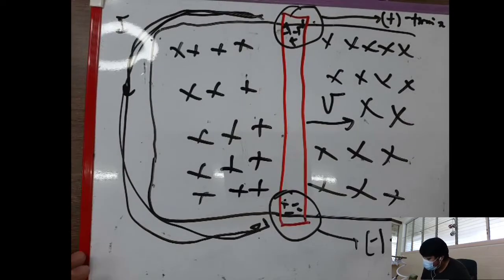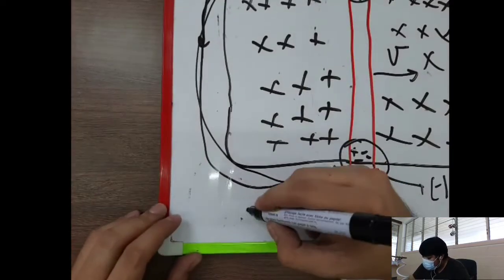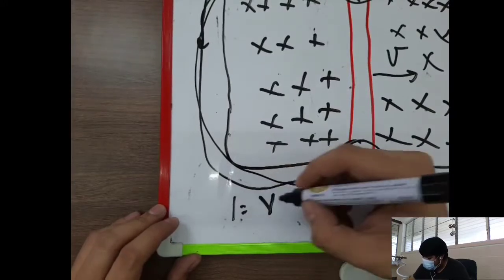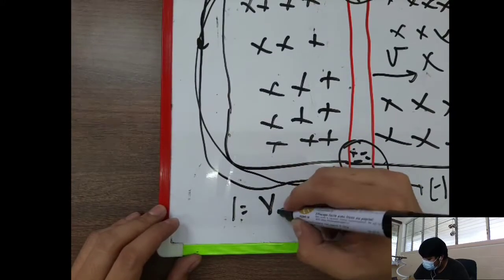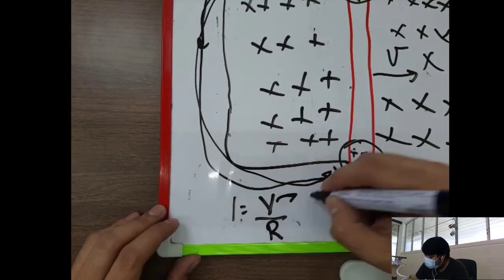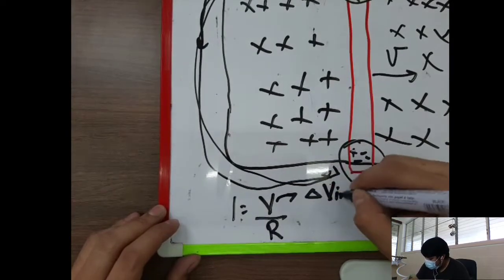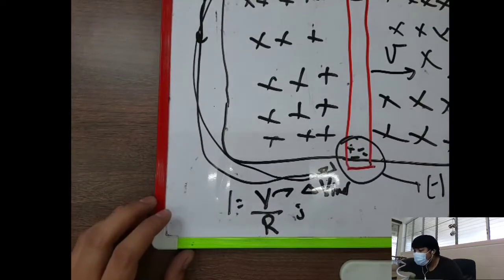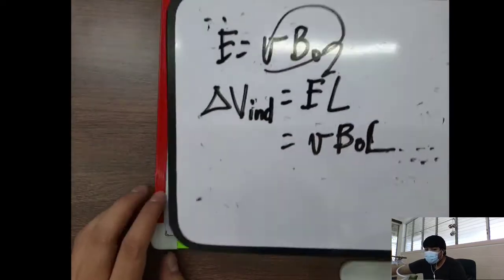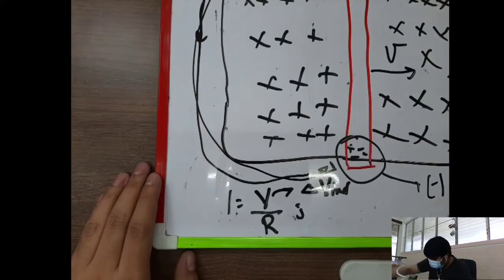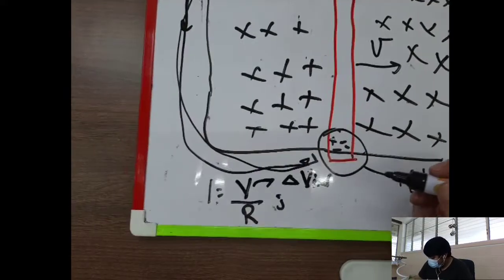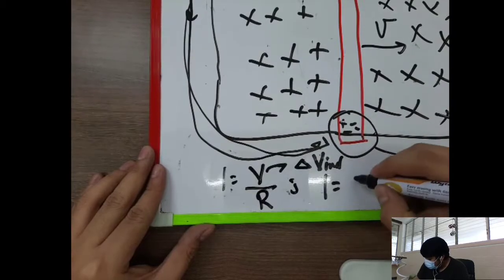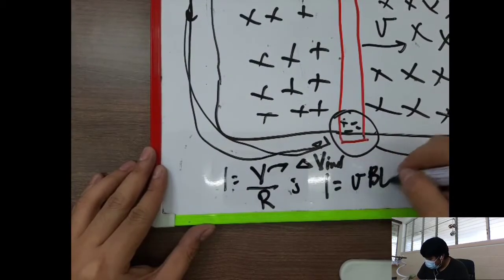Now, since there is a current, by Ohm's law, current is voltage over resistance, and that voltage is our induced voltage, right? So therefore, substituting the equation of the induced voltage into our formula, our current is equal to vBL over R.